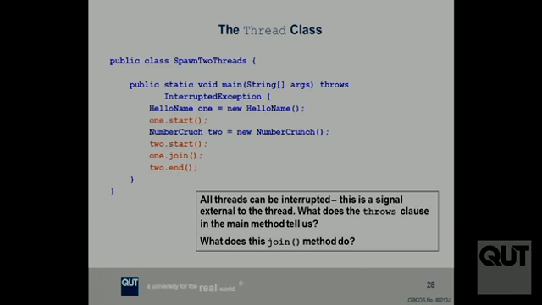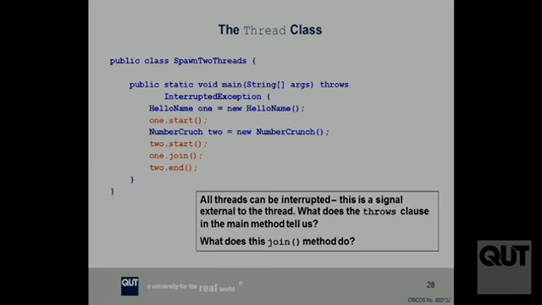And that's the problem, because we don't know exactly how far through a set of operations it might be when we utilize that method. So here we have a thing called spawn two threads. Public static void main, we have two threads. Both of them are number crunch threads, which we'll look at in a moment. And we start one, we start the other, and then we call join on one.